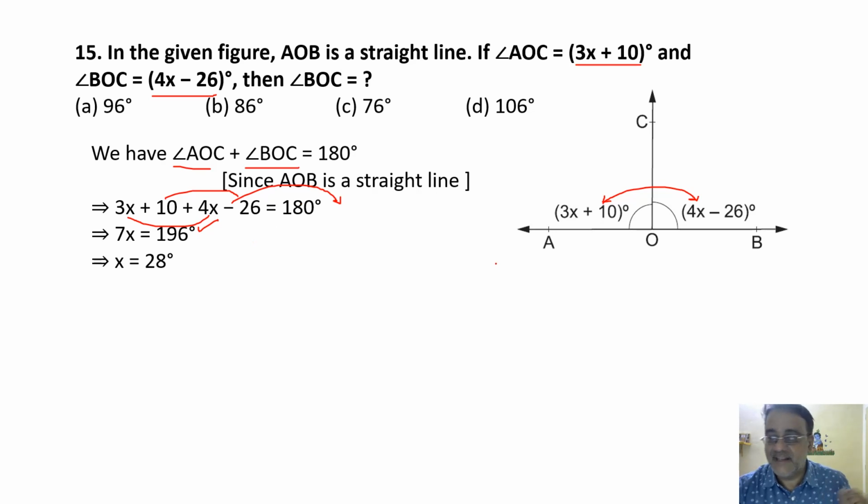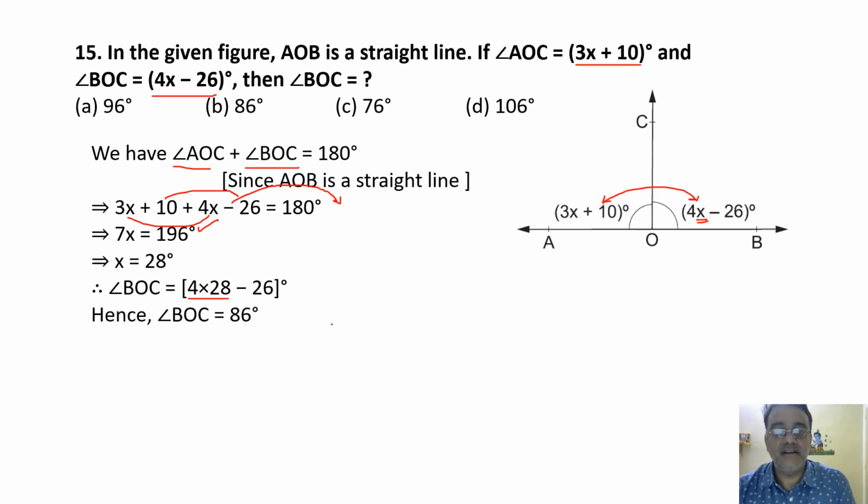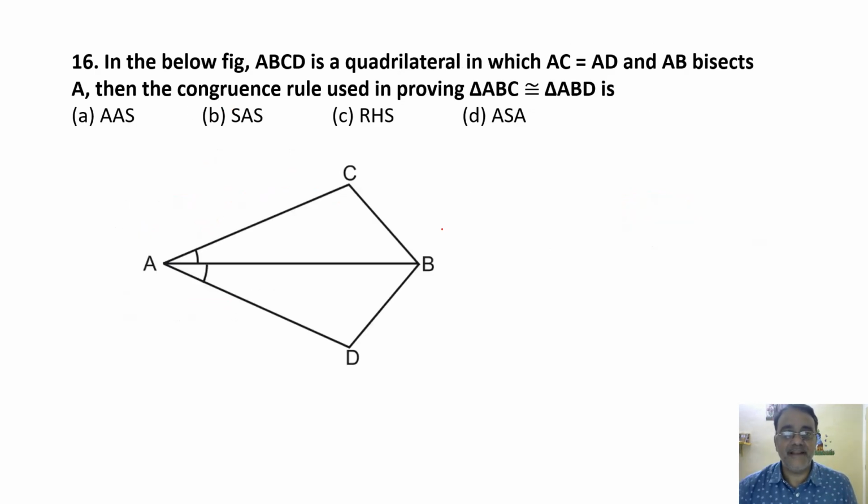So now we have to find angle BOC. Here we will substitute x, 4 into 28 minus 26. So 4 into 28 is 112, 112 minus 26 is 86. And the correct option is option B. Option B, right. So now we are moving toward the next question.